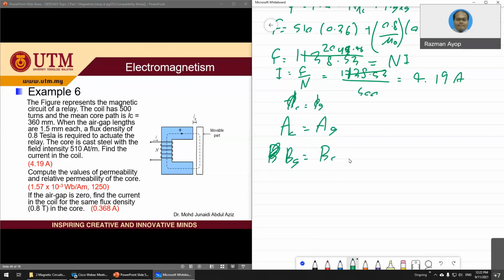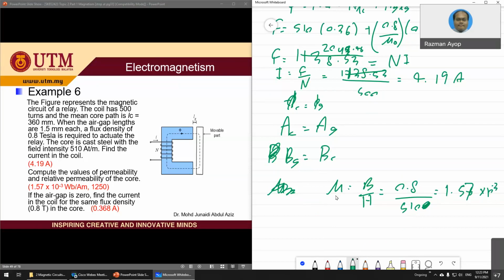So you already have B, you already have H. Okay, so mu is equal to mu naught mu r, which is equal to B divided by H. They want both permeability and relative permeability. So mu is equal to B over H. B is 0.8 Tesla, and H is 510. So 0.8 divided by 510 is 1.567 multiplied by 10 negative 3.